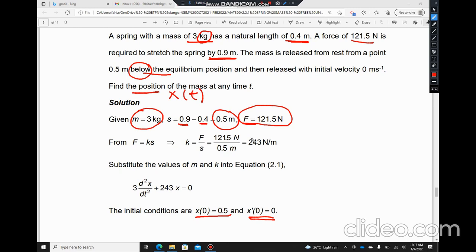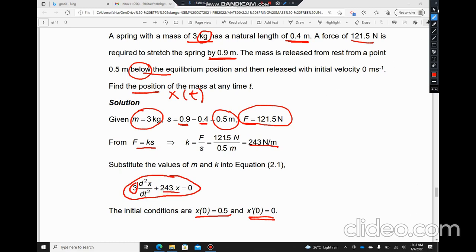Okay, so kita dah ada maklumat ni, cuma sekarang ni kita tak ada k. Okay, untuk nak cari k, kita boleh guna formula F equals to ks or k equals to F over s. So since we know that your F is 1 to 1.5 and then S equals to 0.5. So after we solve, we get 243 Newton per meter. Okay, so masuklah dalam ni nilai general equation untuk free undamped motion. M d square x over dt square plus kx equals to 0. So this one value of M, yang ni value of K.